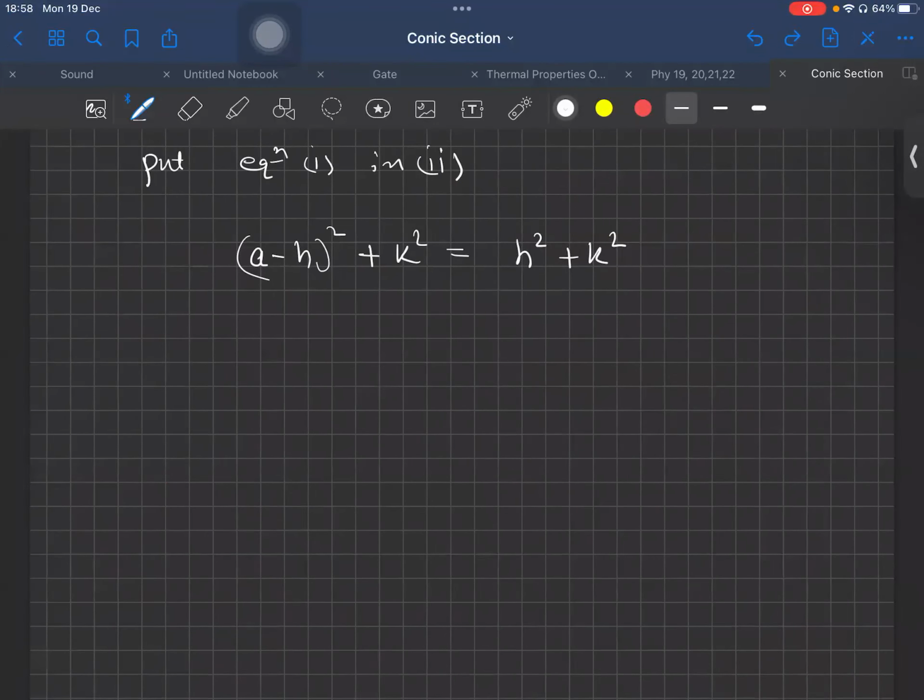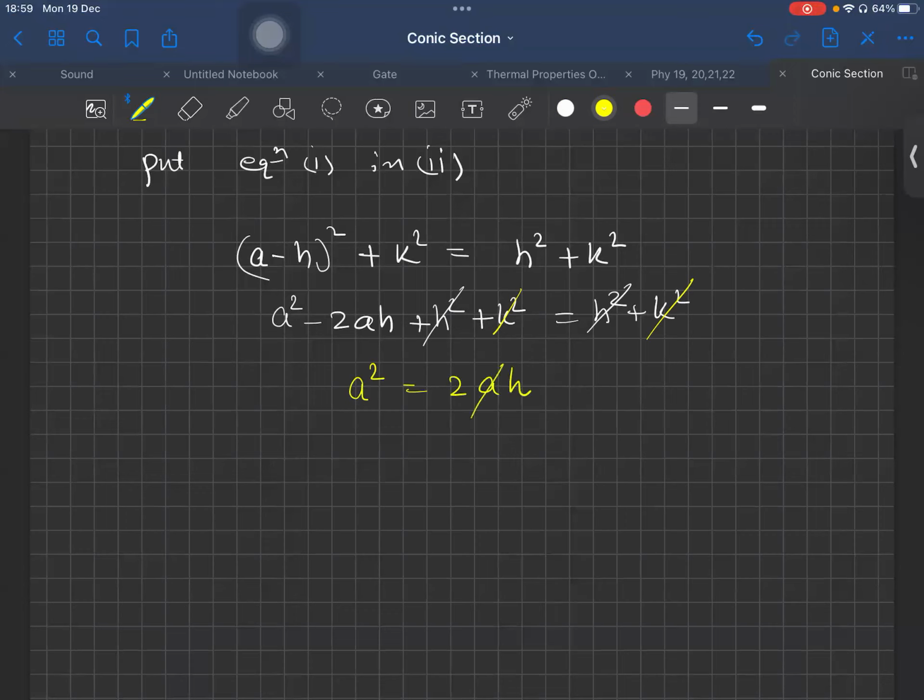So this is a square minus 2ah plus h square plus k square is equal to h square plus k square. So this will cancel. This you can cancel. What will you get? a square is equal to 2ah. One a also you can cancel, right? h will be equal to a by 2.